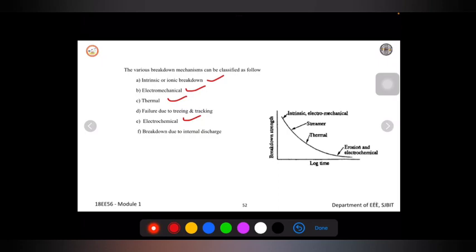If you try to determine the breakdown strength of any solid dielectric medium, you can see that the intrinsic and electromechanical breakdown mechanisms have very high breakdown strength, which is at the peak. Next comes the streamer mechanism, also called avalanche, then thermal breakdown, and erosion and electrochemical breakdown, which have the least breakdown strength. We will see one by one what these mechanisms explain with respect to the solid dielectric.